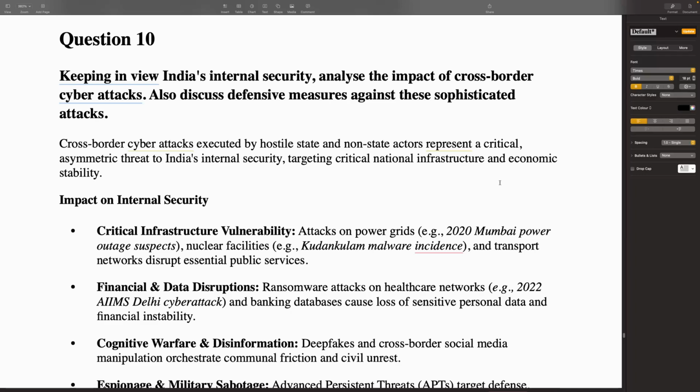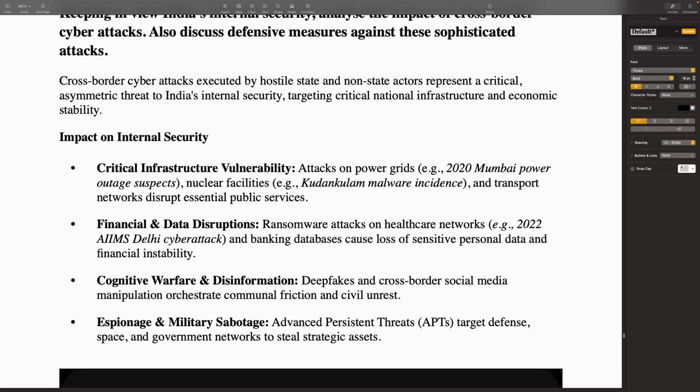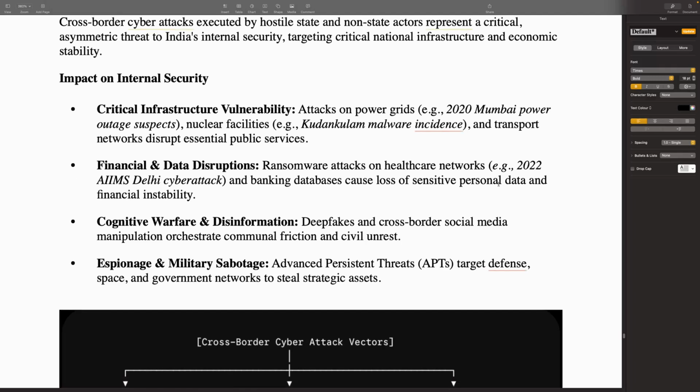Impact on internal security. Critical infrastructure vulnerability: attacks on power grids, the 2020 Mumbai power outage, suspected attack on the Kudankulam nuclear facility via malware incidents, and transport networks disrupt essential public services. Financial and data disruptions: ransomware attacks on healthcare networks, for example the 2022 AIIMS Delhi cyber attack, and banking databases cause loss of sensitive personal data and financial instability.